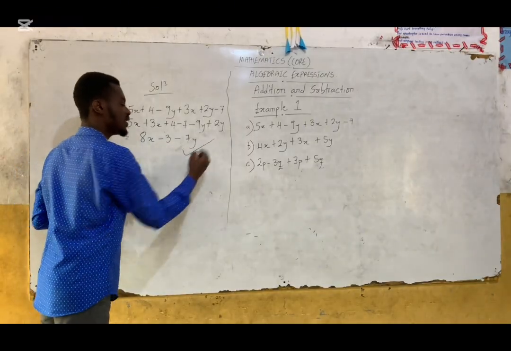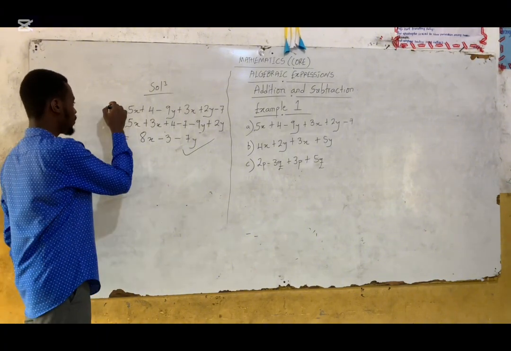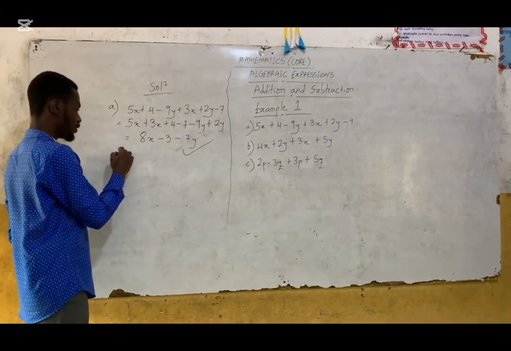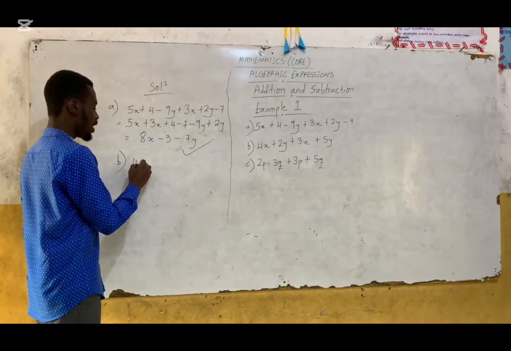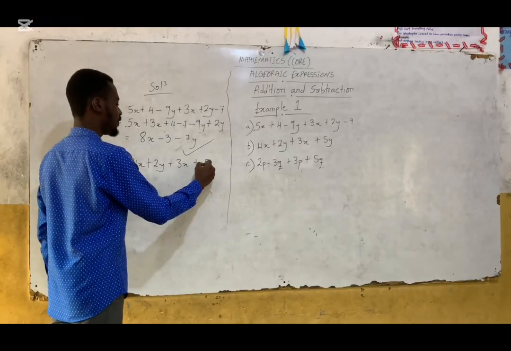So this becomes our answer. Very simple. Let us pick the second one. So this becomes A, this becomes B, right? We have 4x plus 2y plus 3x plus 5y.